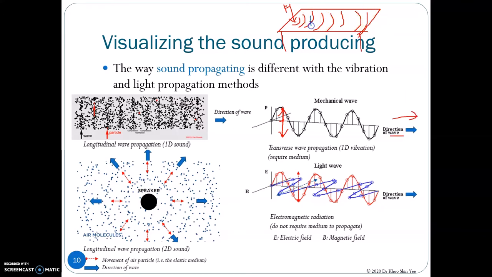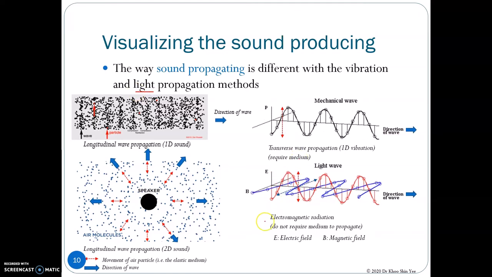In this case, you can see that the vibration is moving up and down, while the wave is propagated in the opposite direction to the vibrating particle here. Therefore, this is called transverse wave propagation.